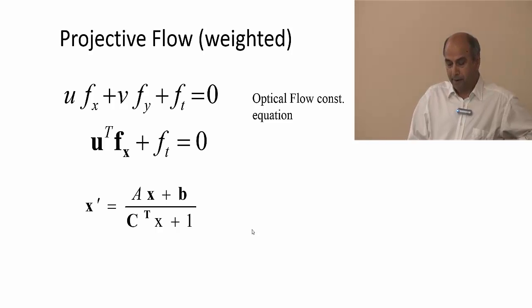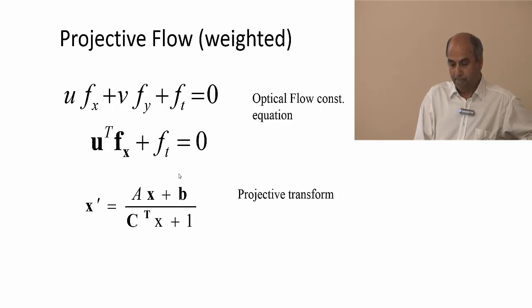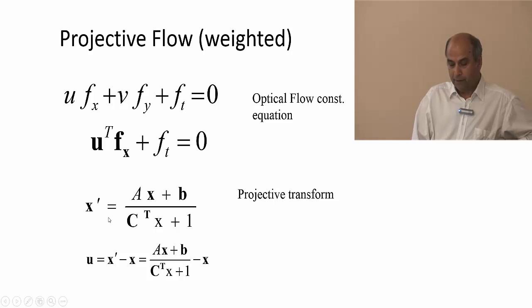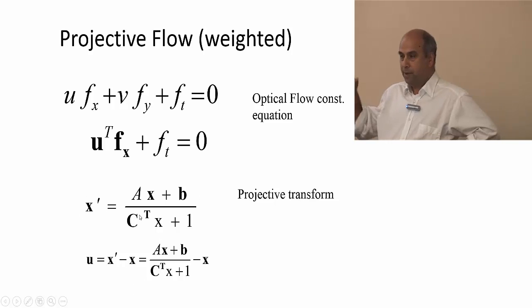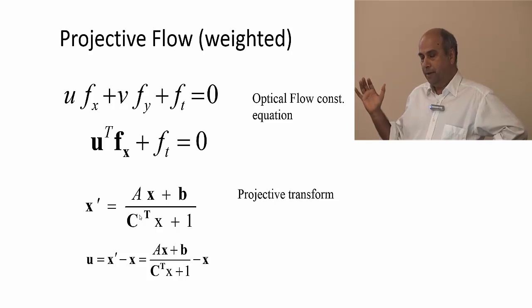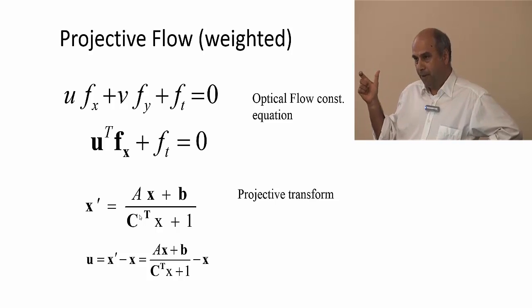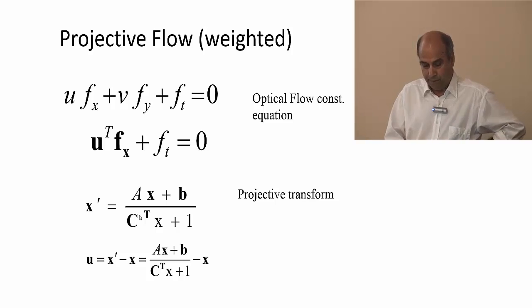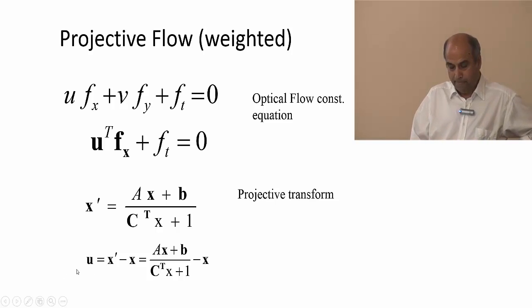X prime is given by Ax plus b over c transpose x plus 1. If c is 0, then this is the affine. So affine is a special case of projective. Okay? Now for the optical flow, we can write X prime minus X as the optical flow. So if you subtract x from here, we are going from the displacement model, which means x and x prime, to the instantaneous model, where there's an optical flow u, the velocity. So this is the instantaneous model.